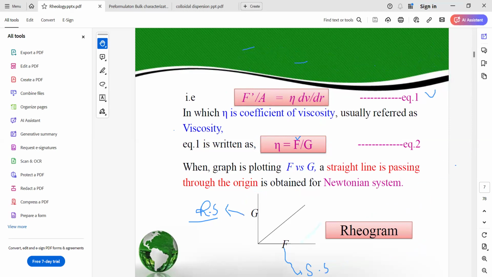Now, as we have discussed the examples also, we move towards the non-Newtonian system. What do you mean by non-Newtonian systems?